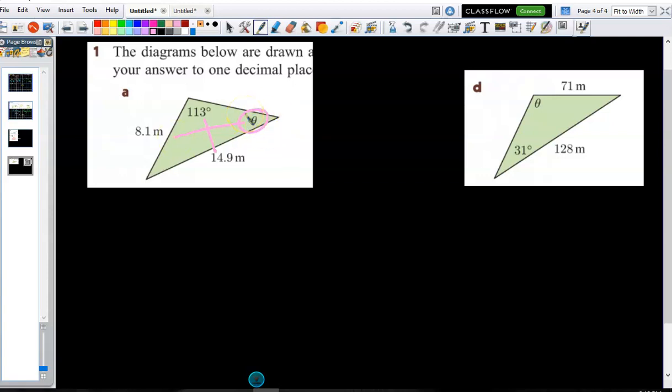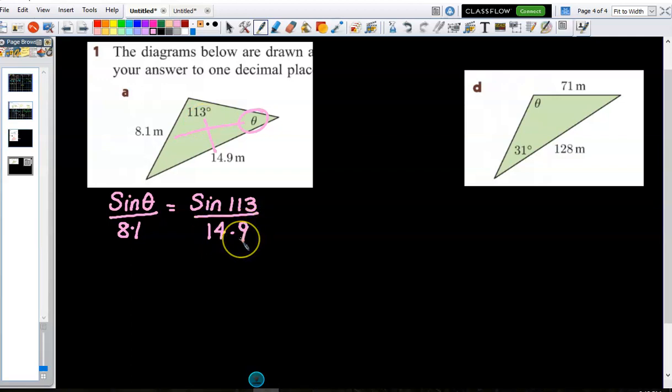So instead of saying 8.1 over sine theta, you say sine theta over 8.1 equals, and just remember sine and your angle. So if it's sine upstairs on the left, it's got to be sine upstairs on the right. And remember, I promised you, there is no labeling here. There's no labeling A, B, C, whatever. It's just hook up your pairs over 14.9. And now we do the same steps.